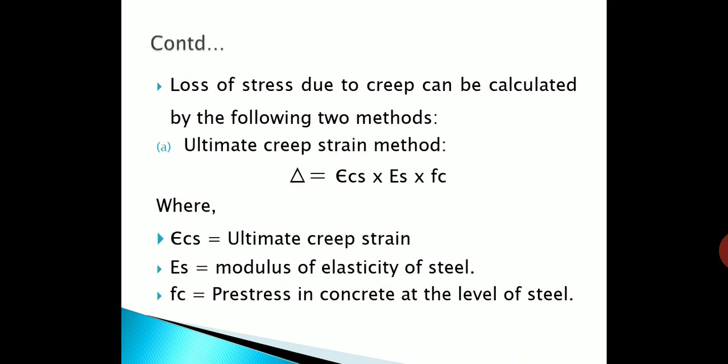So the loss can be calculated by using two methods. One is the ultimate creep strain method, in which we find the losses by using the relation epsilon_cs into Es into Fc, where epsilon_cs is the ultimate creep strain, Es is the modulus of elasticity of steel, and Fc is the prestressing force in concrete at the level of steel.